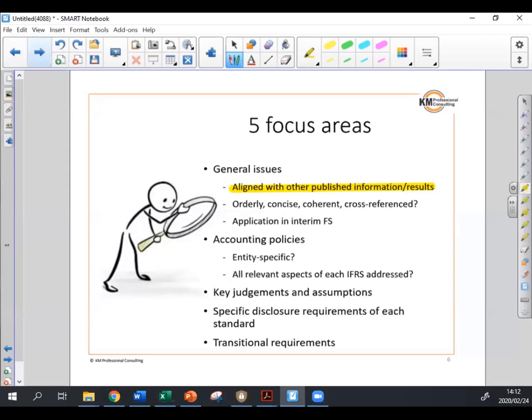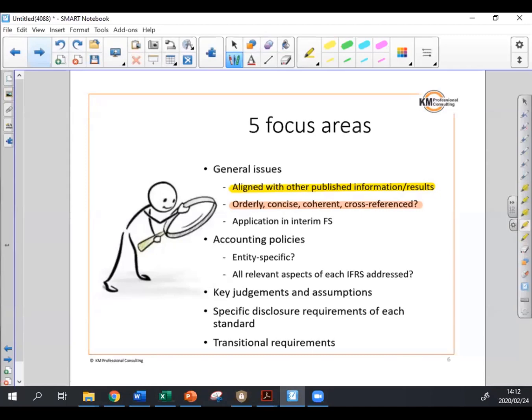Is it cross-referenced? Really, one of my pet peeves is when financial statements just don't tell a story from start to finish. When you think about it, any set of financial statements that are published are there to tell a single story from start to finish.